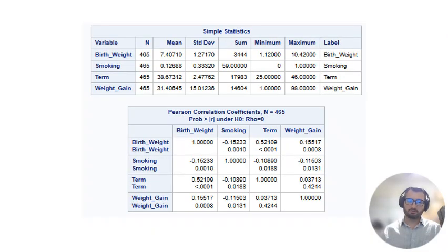The pairwise correlations align with what we saw visually on the scatter plot matrix. Gestational term is the strongest predictor of birth weight. Smoking status had a weak but negative association with birth weight, and that confirms some of the clusters that we saw in the matrix. And then maternal weight gain showed a weak but slightly positive relationship with birth weight.